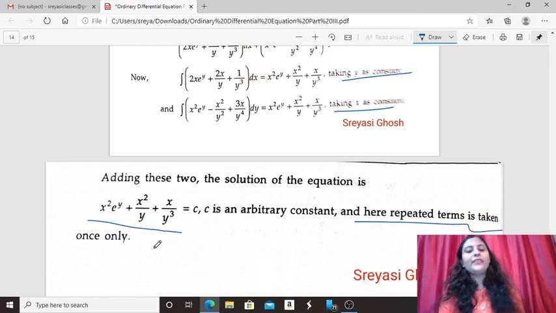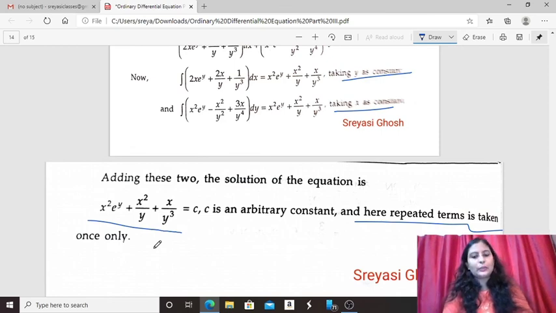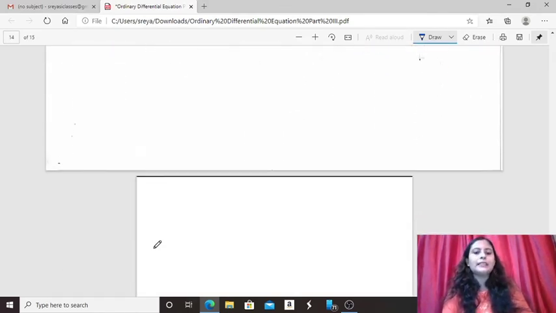So, in the previous two sums, we had used working formula 1. In this particular sum, we have used working formula number 2. That was already discussed in the previous class.